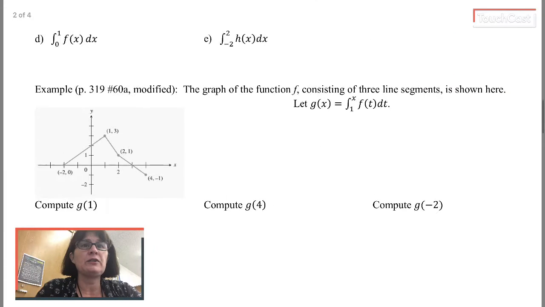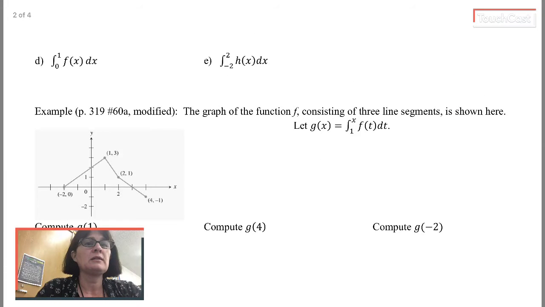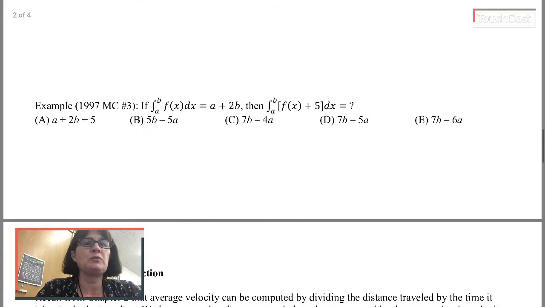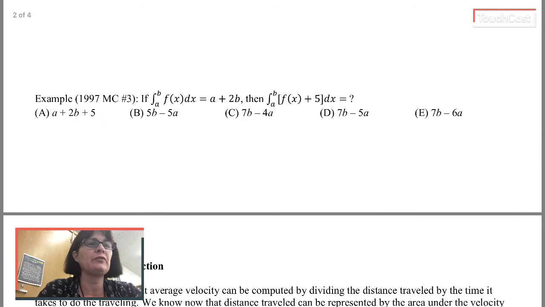All right, we finished that last video with this example here. I'm going to let you try this multiple choice one on your own. I think you can use the sum rule and the constant integral of a constant rule. I think you'll be able to get this one.